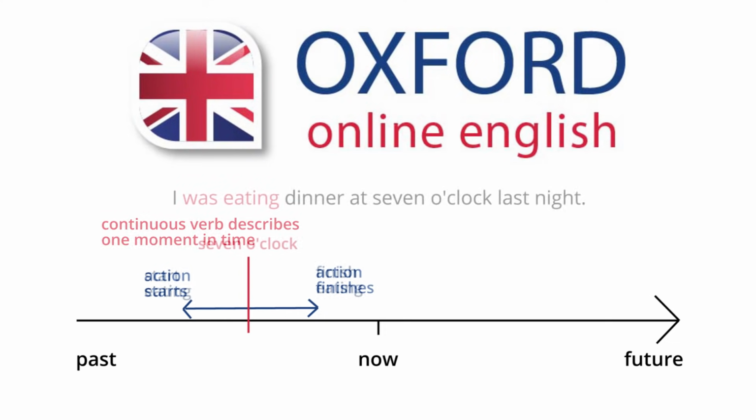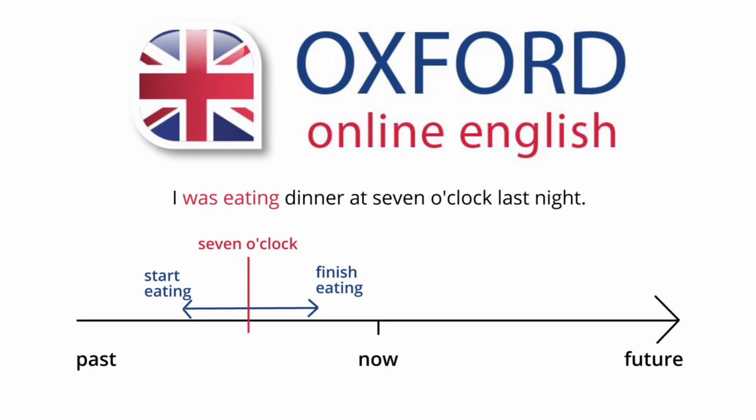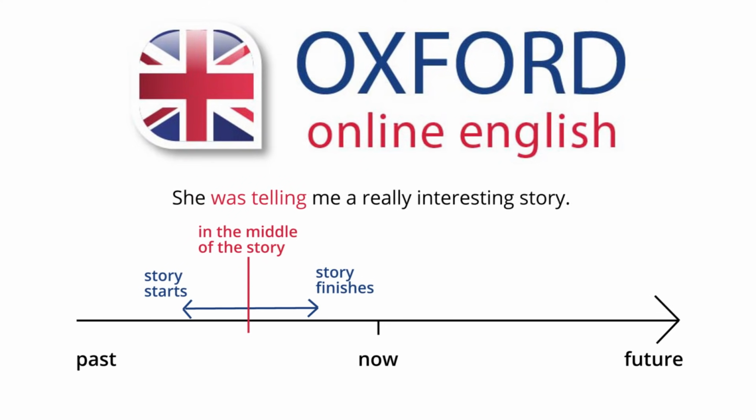So, you say, I was eating dinner at 7 o'clock last night because you're talking about a moment in time, 7 o'clock, and something incomplete. You hadn't finished your dinner at that moment. In the sentence, she was telling me a really interesting story, you're talking about a moment in time when she was in the middle of her story. You use a continuous form because at that moment, she hadn't finished her story.